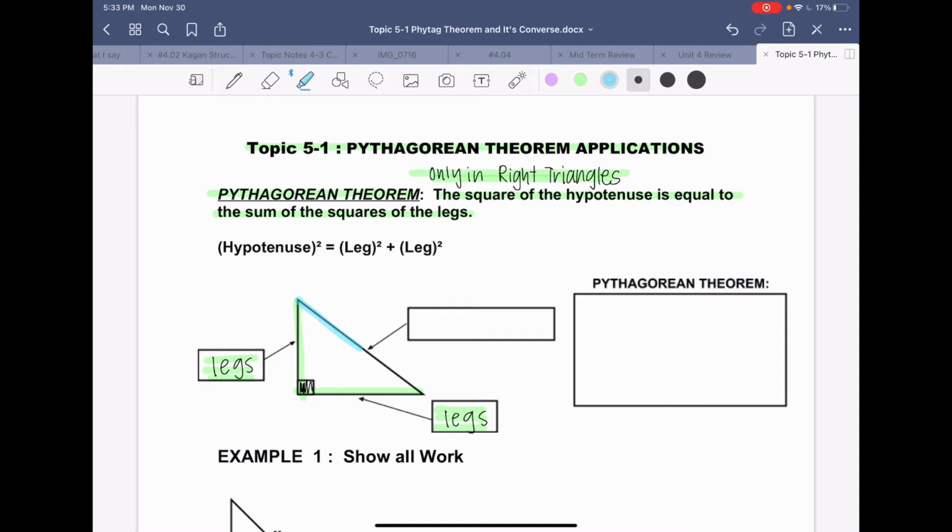All right, this long side is known as the hypotenuse. The hypotenuse is the longest side of a right triangle. It is also always across from the 90-degree angle. It is the side that doesn't create the 90-degree angle. It is always opposite of the 90-degree angle.